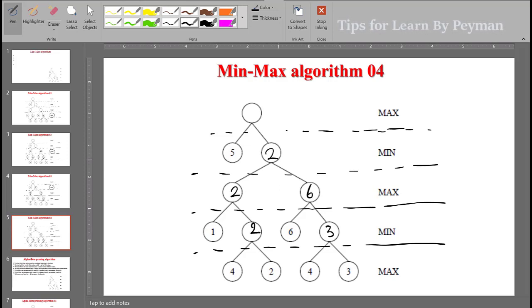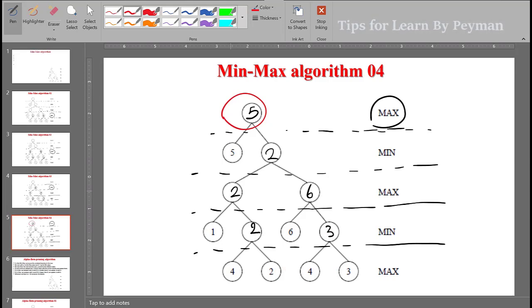And in the maximum level, we have to choose between 5 and 2. We choose 5, and we solve this like this. As you see, we check and control all the values of the nodes here in the graph.